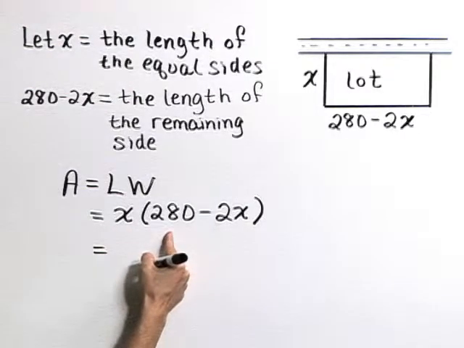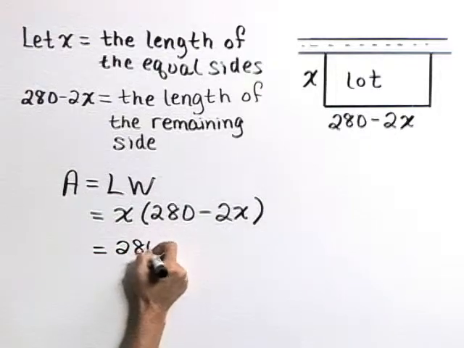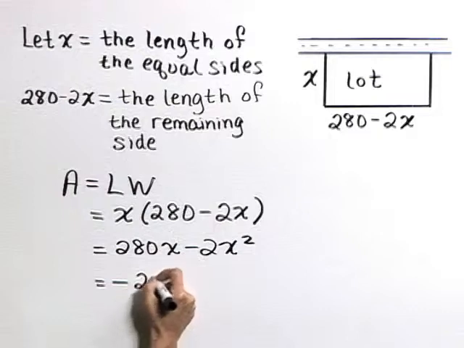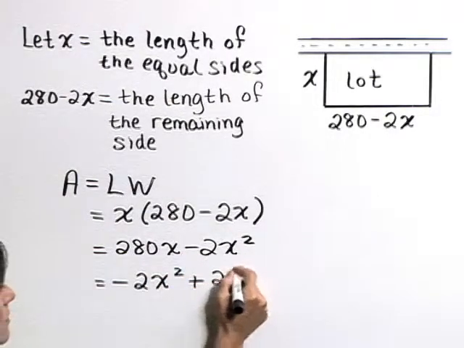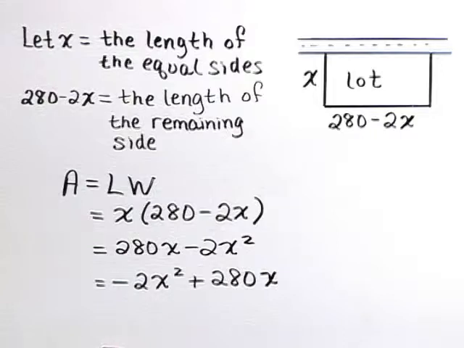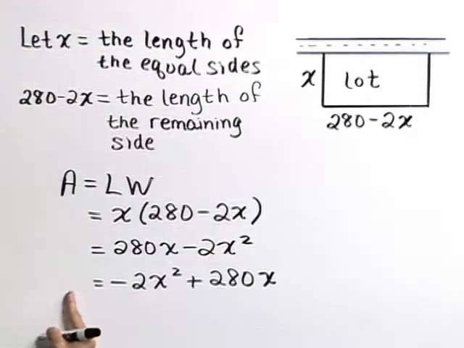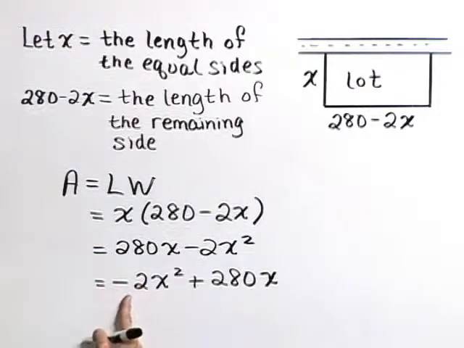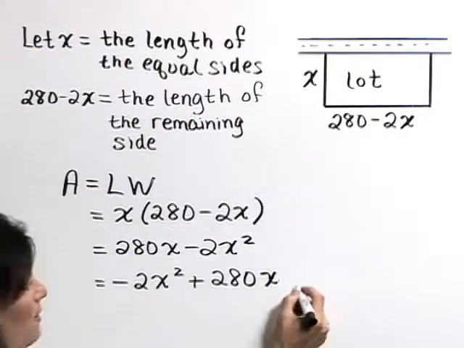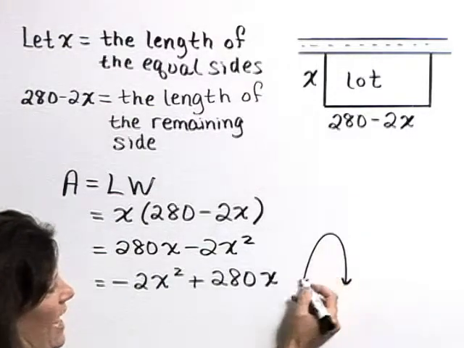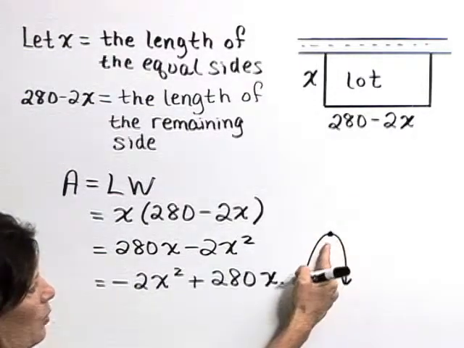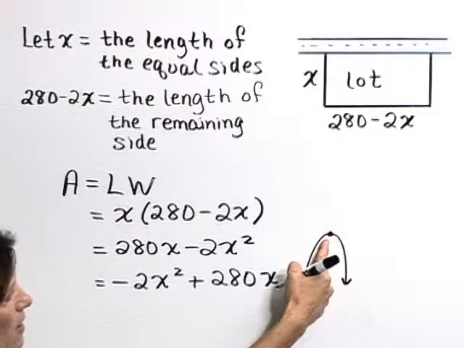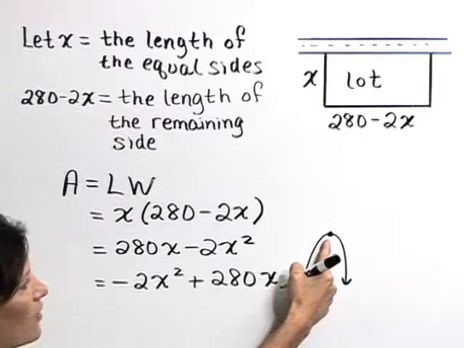Let's go ahead and multiply x through and write this as 280x minus 2x squared. I'm going to bring that negative 2x squared out into the front so that we can see this as an area function whose graph is a parabola. Notice our leading coefficient is negative 2, so this parabola, if we graphed it, is a downward opening parabola. And what we're doing here is we're looking for this vertex value.